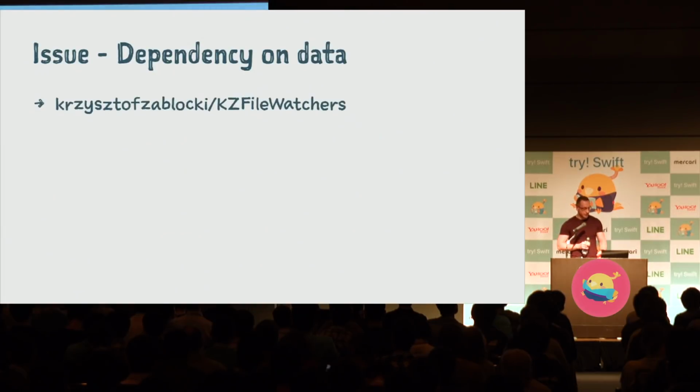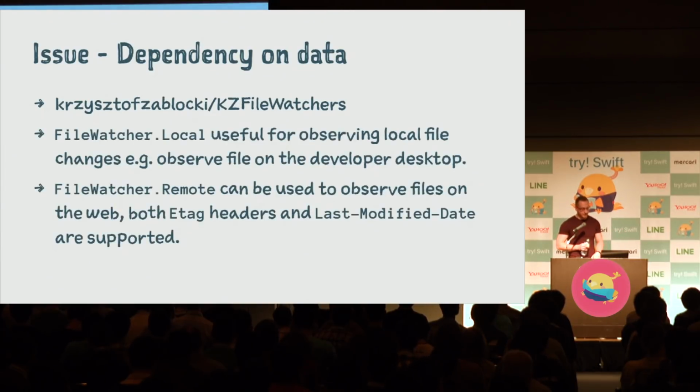So what I did is I wrote this very generic file watcher, and I open sourced it. It supports both local and remote files. This means you can put a file on your desktop folder or on Dropbox, AWS, and whenever you change that file, you will see changes reflected immediately in your application.